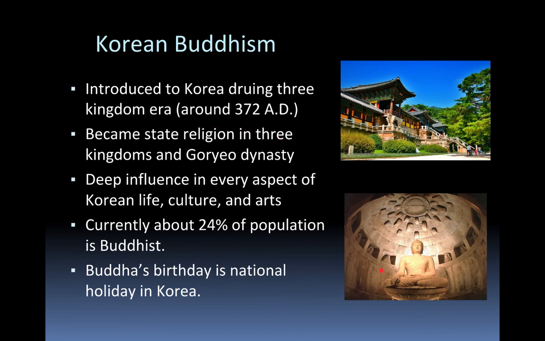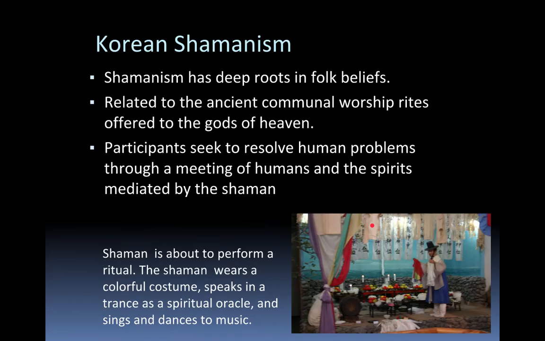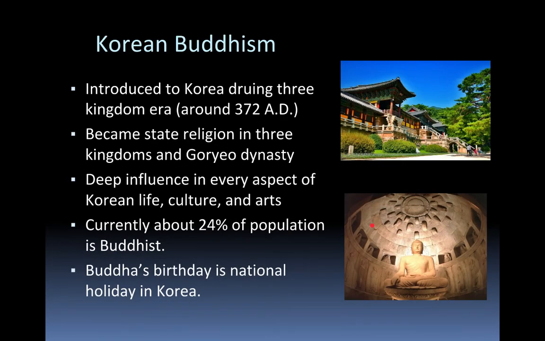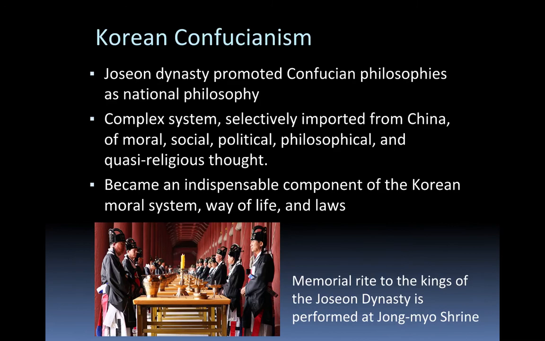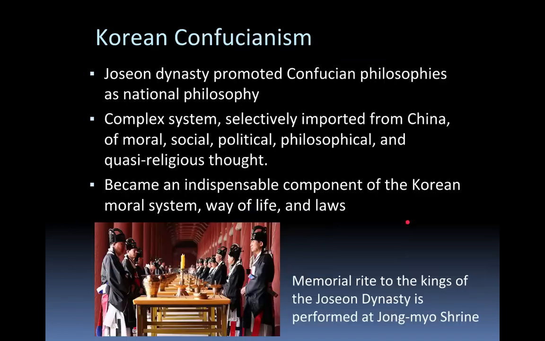And the current population of Buddhist people in Korea is about 24%, which is significant because we just saw on this previous slide that there are also many Christians, and as we just said, there weren't very many Christians, if any, back in the 5th, 6th, 7th, 8th centuries CE. So the fact that there are so many Buddhists still in Korea is significant. And also they celebrate the Buddha's birthday every year in Korea.